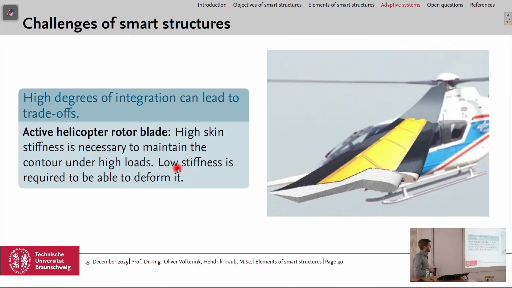But you need rather low stiffness to be able to deform it, to have this ±2 degree change in the angle of attack of the rotor blade. So you have to trade off a high skin stiffness for the load bearing purposes and the low stiffness to be able to deform it, and you have to find an optimum or a trade-off between these two.